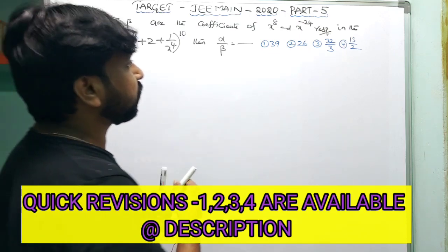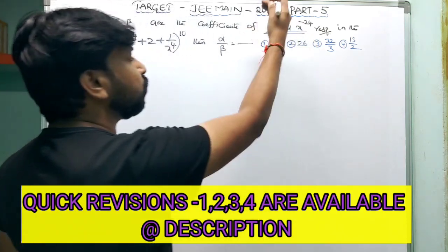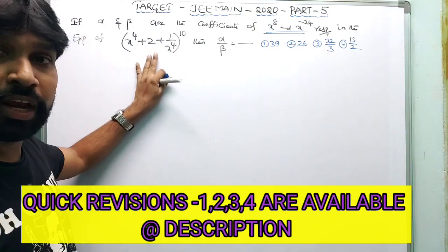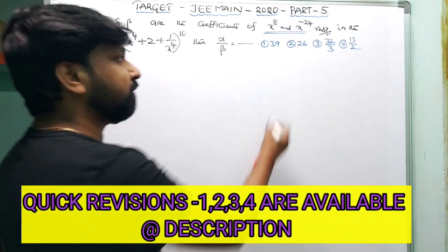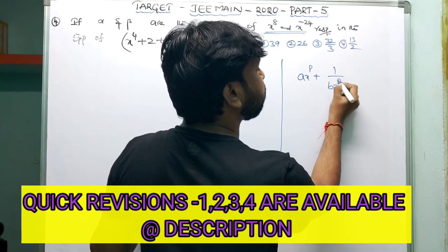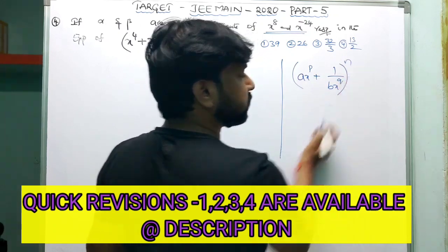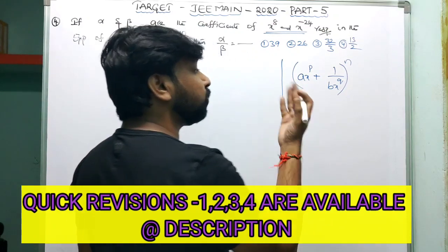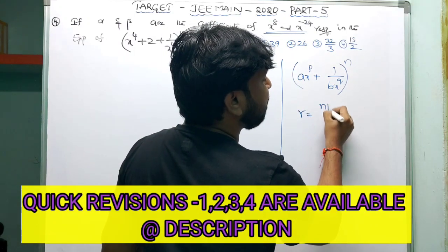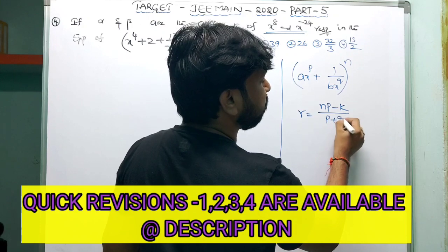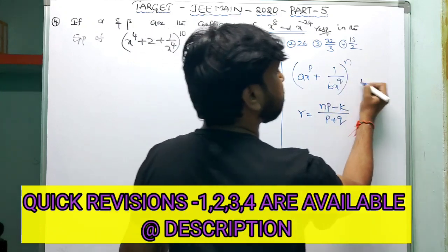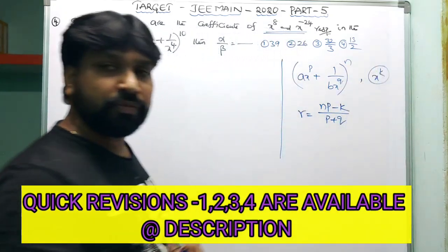This kind of questions have shortcut formulas, friends. Whenever they are asking some coefficient of x power 8 or x power minus 24 in this kind of expansion, it should be in the form of a plus b whole to the power of n. Whenever that is of the form a x power p plus 1 by b x power q whole power n, that time you can find out directly the value of r by using a shortcut formula. That is nothing but r is equals to np minus k by p plus q. What is the formula? np minus k by p plus q, where p and q you already have, and k is the power of x whose coefficient we want, the coefficient of x power k.